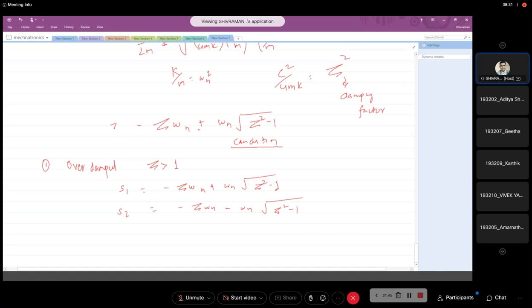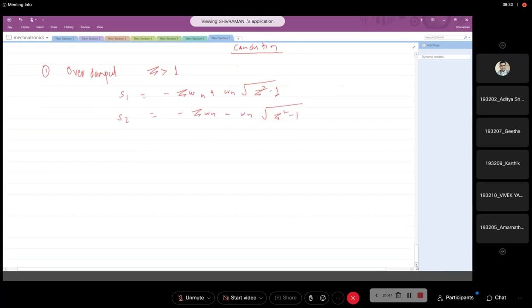Next, the general solution for this equation will be x equal to A e^(st).